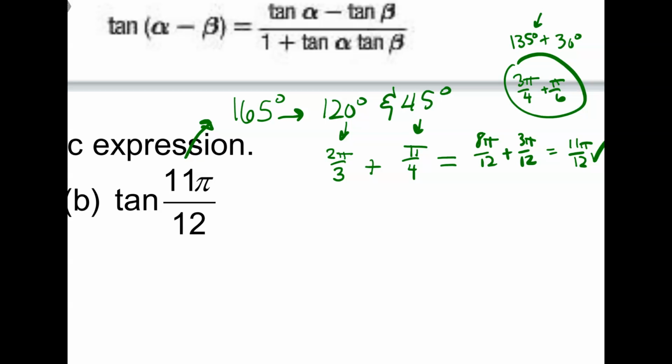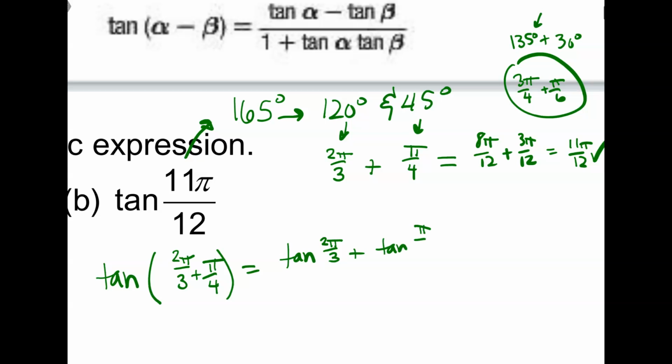Okay, so we're going to use 2 pi over 3 and pi over 4, or 120 and 45. I know that I can rewrite this as tangent of 2 pi over 3 plus pi over 4. So this is going to be tangent of alpha plus tangent of beta, all over 1 minus tan alpha times tan beta.